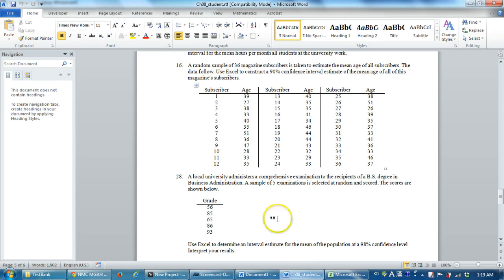You can also download the plugin and input all this data. In the exam, I will provide sample data like this, and then you'll be able to calculate the sample size, sample mean, population standard deviation, confidence coefficient, in this case 0.9, and the margin of error. Okay, so you can just review that.